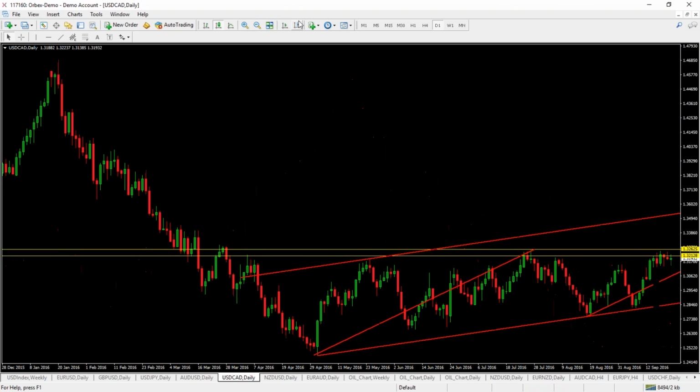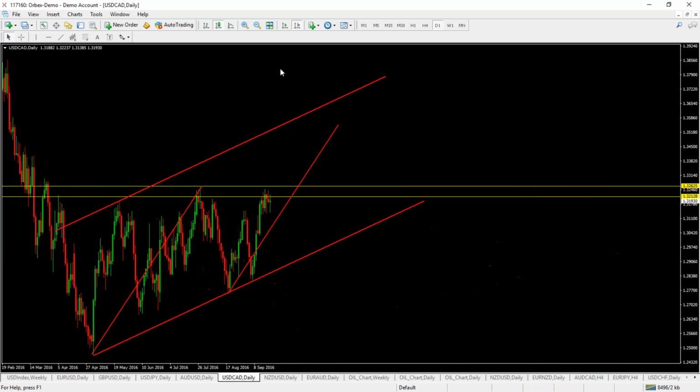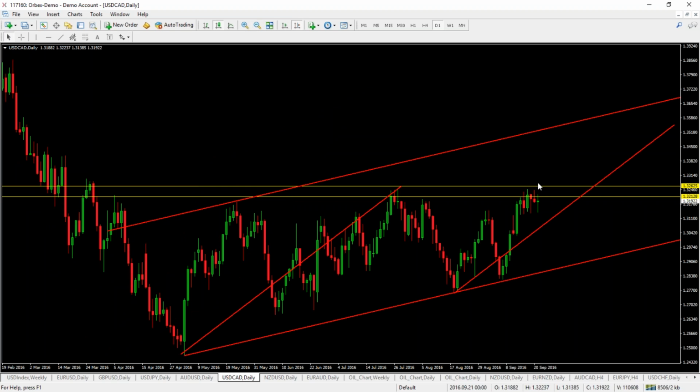Now this is a level that I've had on my radar for quite a while now, and I've been watching as we've moved up and around this level, testing into it several times, and the current pause at this level suggests that we have a bull flag formation.